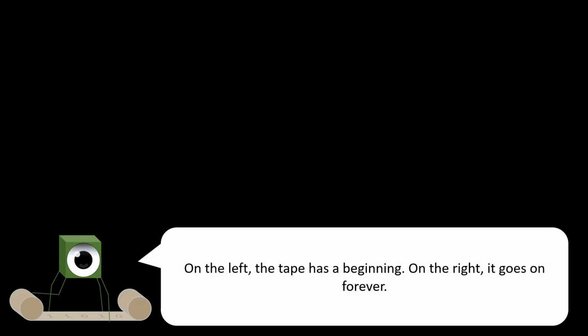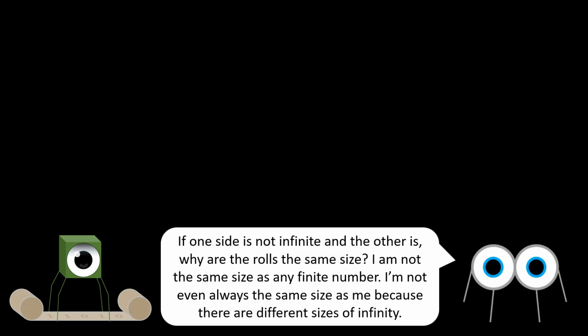On the left, the tape has a beginning. On the right, it goes on forever. If one side is not infinite and the other is, why are the rolls the same size? I am not the same size as any finite number. I'm not even always the same size as me because there are different sizes of infinity.